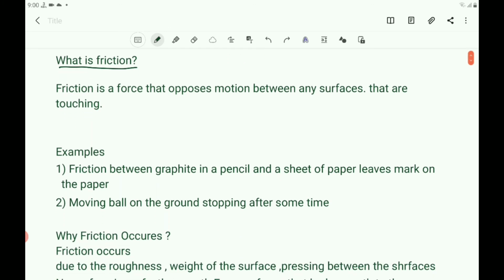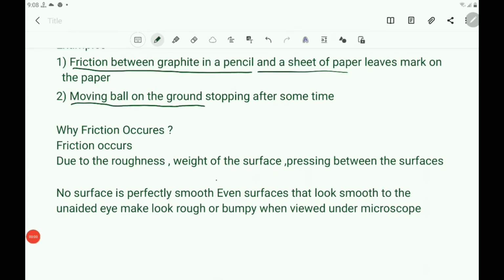Examples for friction. Friction between graphite in a pencil and a sheet of paper leaves marks on the paper. Moving ball on the ground, stopping after some time.